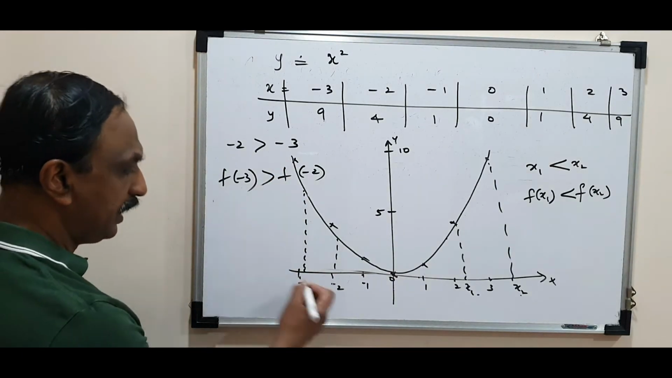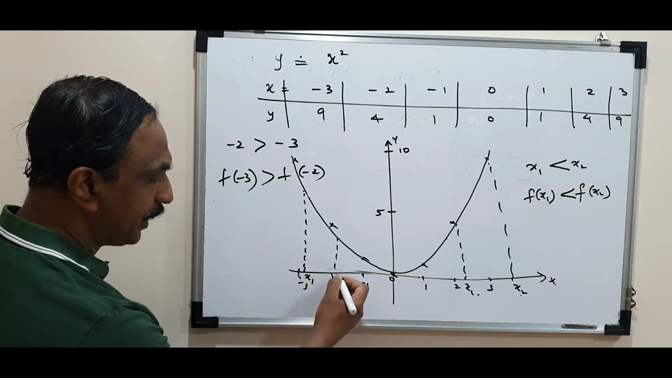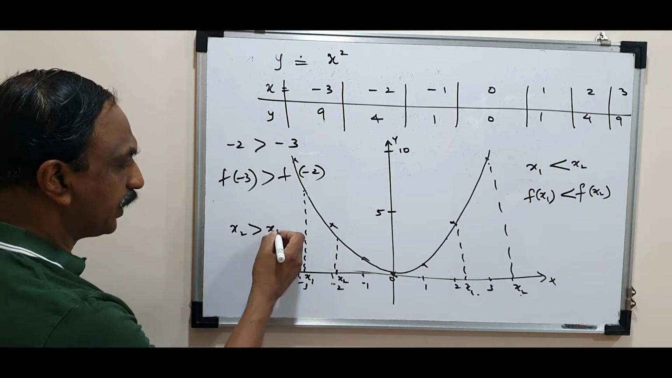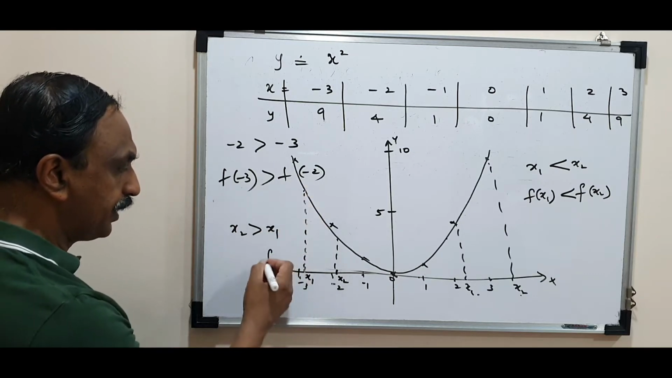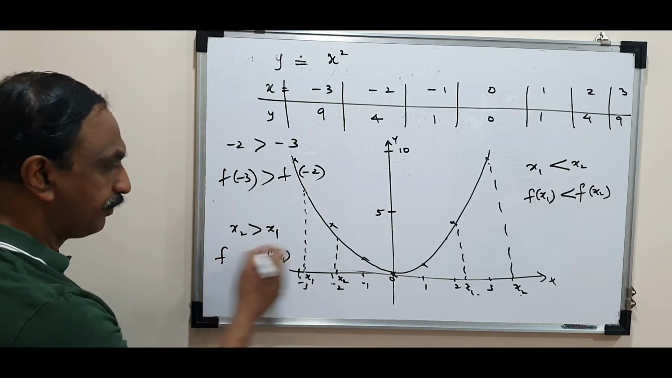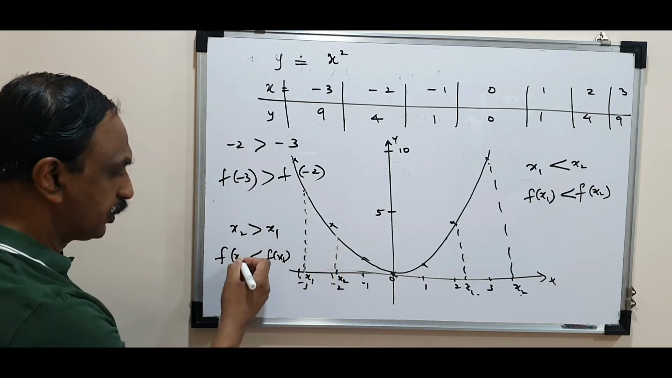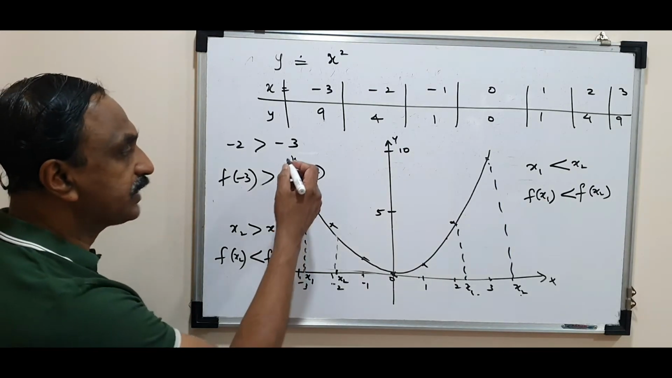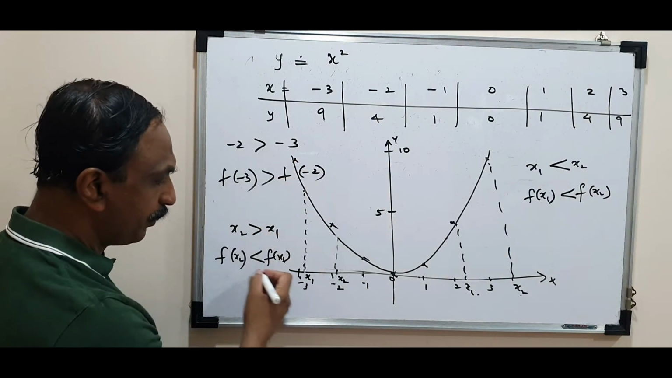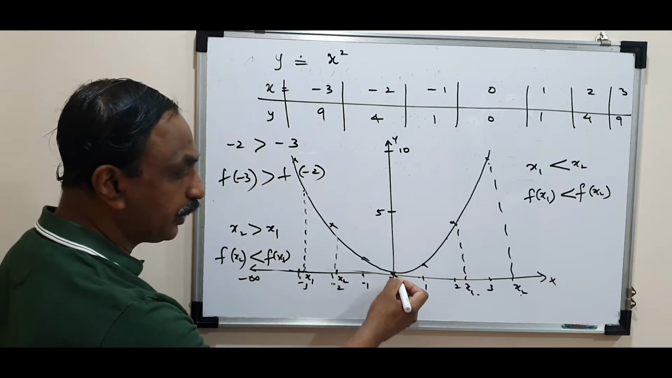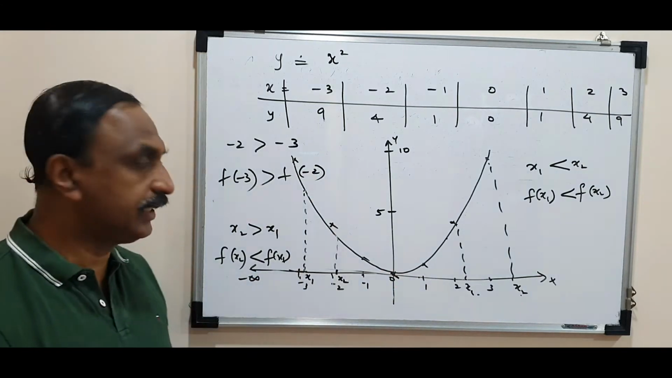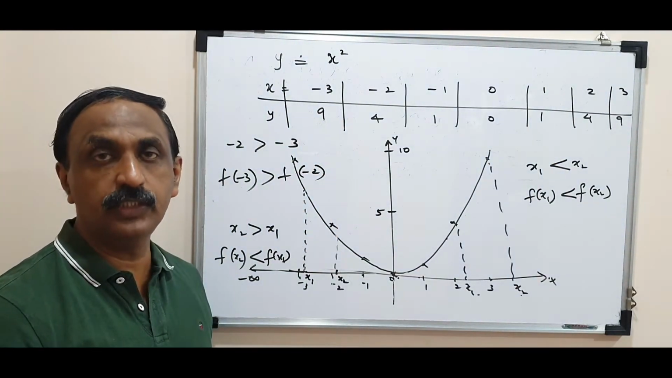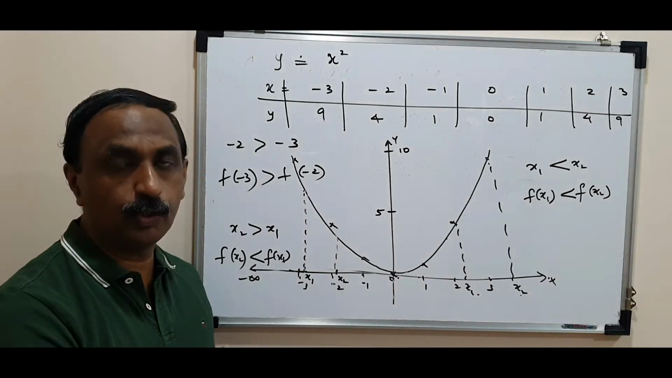For example, here let me take this as x1 and this as x2. Which is greater? x2 is greater than x1. But f of x1 is greater than f of x2. In such a case we say the function is monotonically decreasing. So we can say that in this case, from -infinity to 0, the function is monotonically decreasing, and from 0 to infinity, the function is monotonically increasing. So this is how we determine monotonically increasing and decreasing.